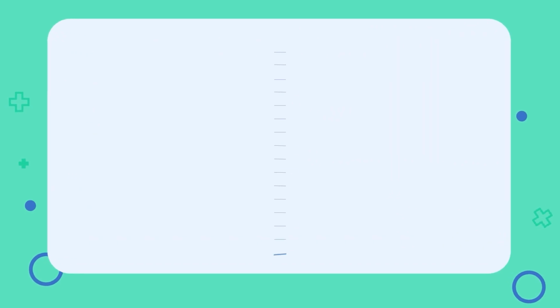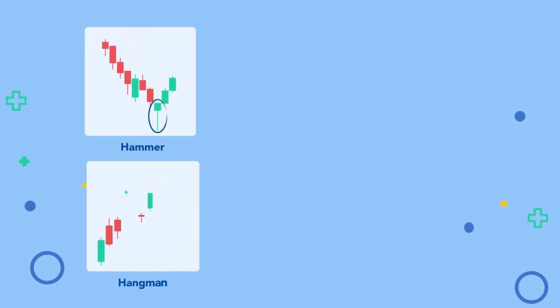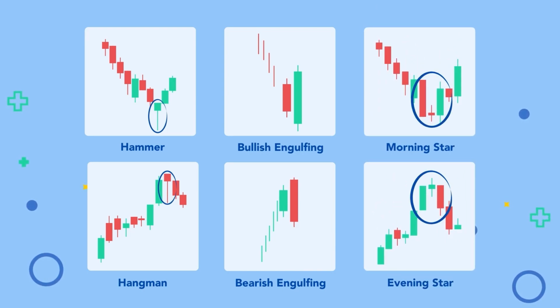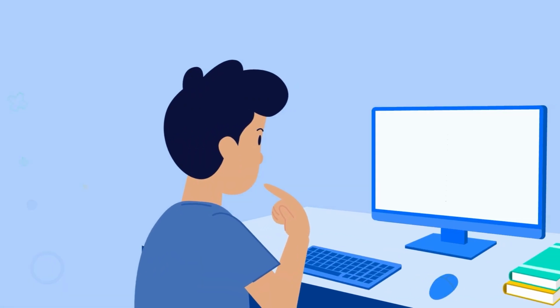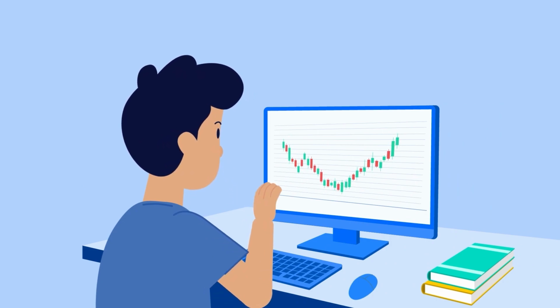There are many more candlestick patterns that traders can use to identify patterns and make predictions about where the price is headed next. Here are 3 sets of candlestick patterns to remember: the hammer and hangman, bullish and bearish engulfing, morning star and evening star. By understanding candlestick patterns, traders can make more informed decisions about when to buy or sell an asset.